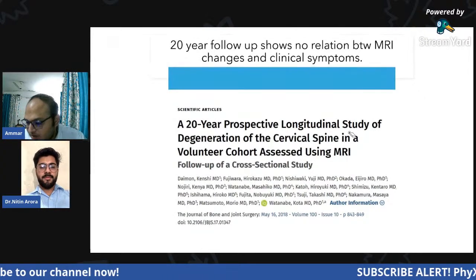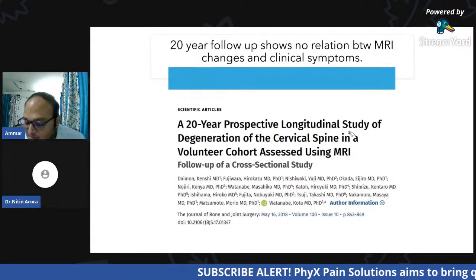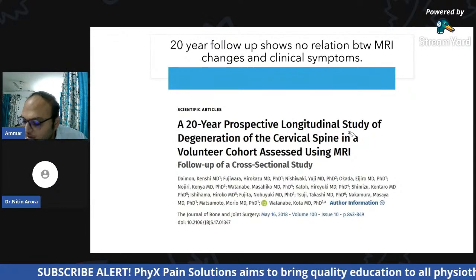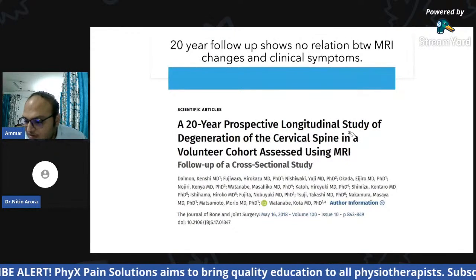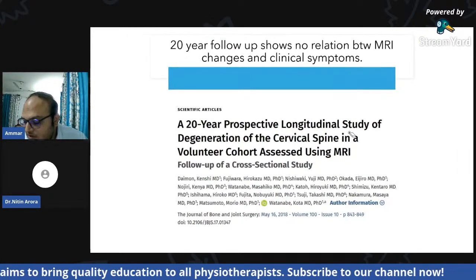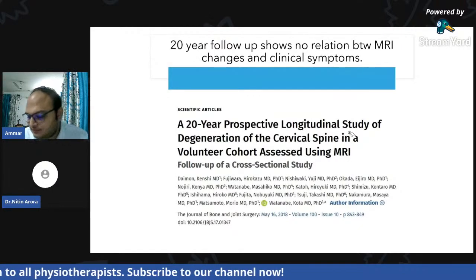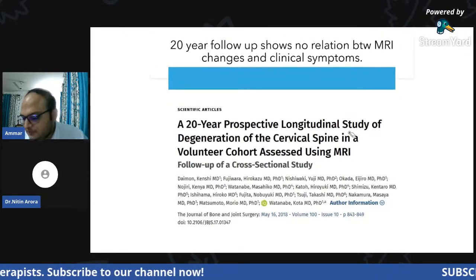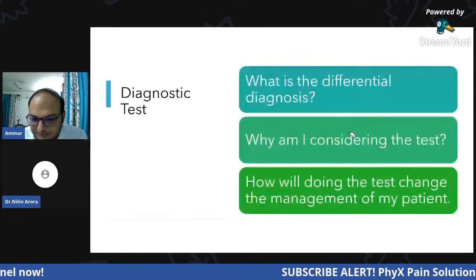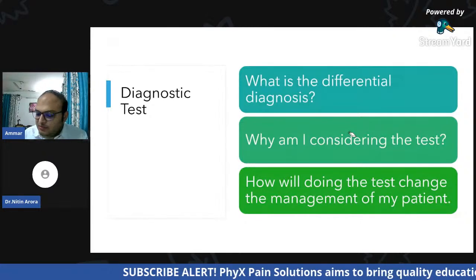Okay, what if the X-ray or MRI shows significant changes but the patient is not showing symptoms? What is it? Don't treat the patient. If the patient is having no complaint at all, he does not require a treatment. The changes on the MRI and the X-ray are non-significant at that moment, and it is possible. Okay, so I think a lot of points are clear.